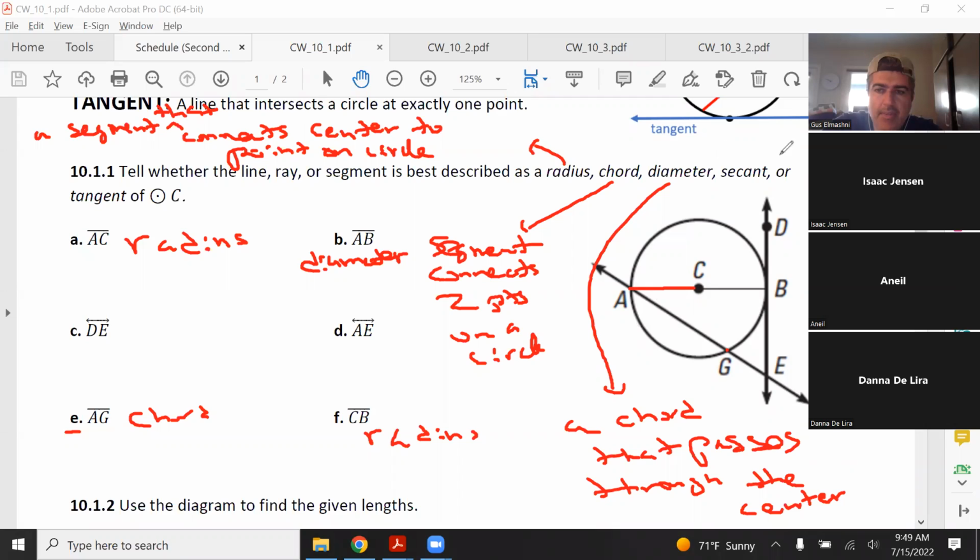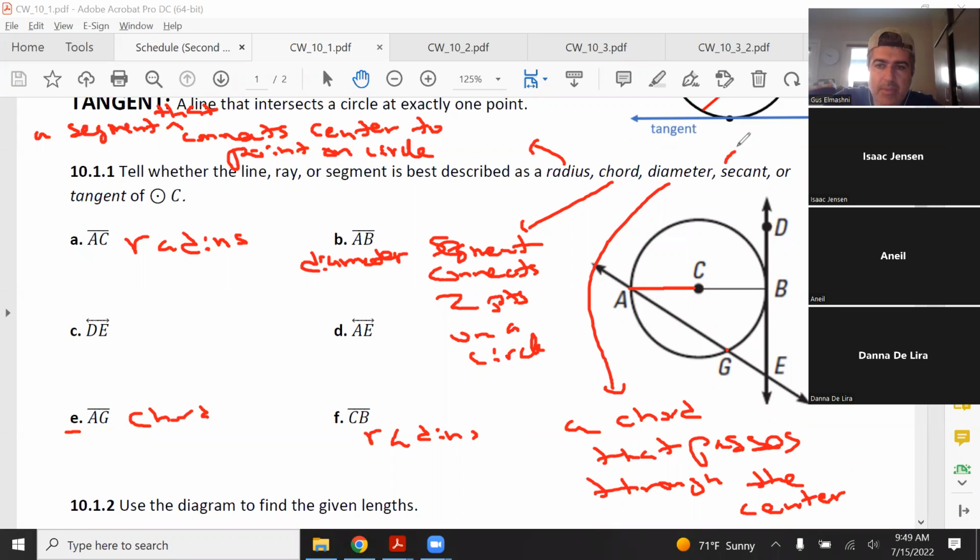And then a secant, tangent lines. Remember, that's a line that passes through 2 points on a circle. So AG is definitely a line. Or AE is a line. So that's definitely a secant.